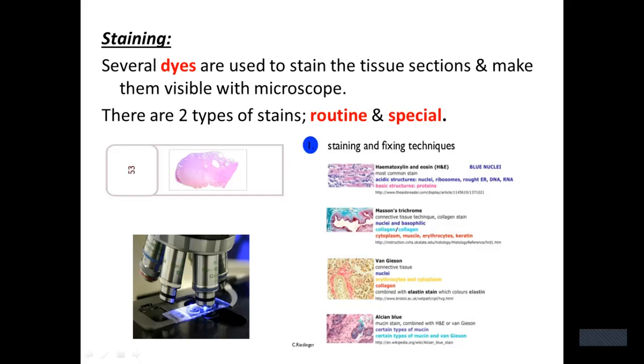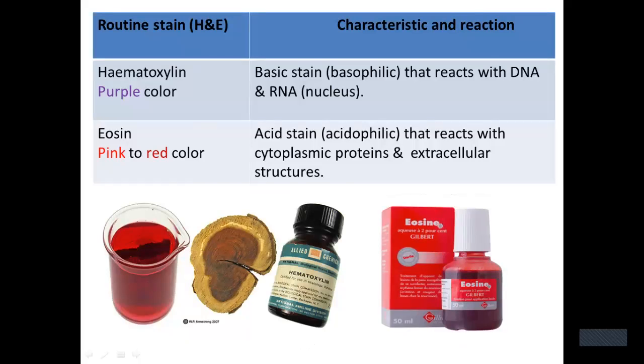Routine stain is hematoxylin and eosin. When we say special, there are different types of stain. Hematoxylin is purple in color. Hematoxylin is a natural dye extracted from wood, while eosin is synthetic. Eosin is pink to red in color.